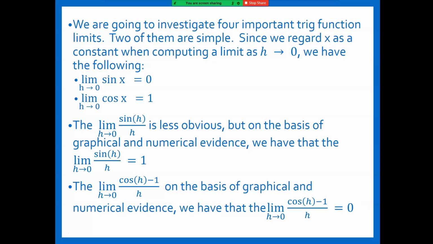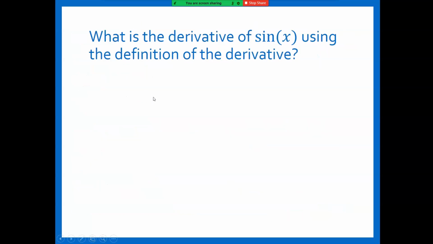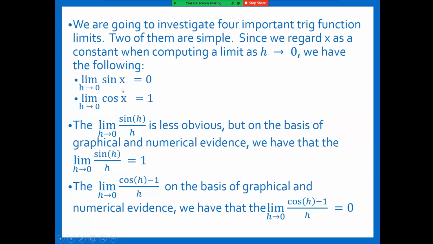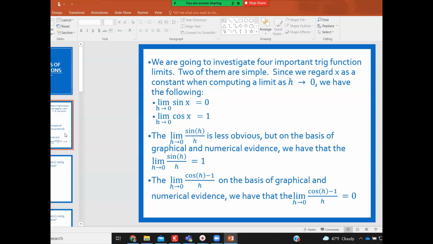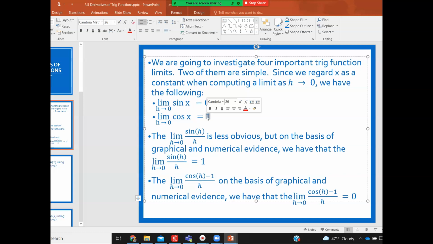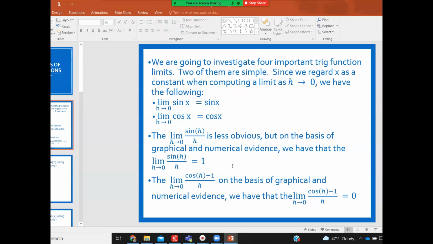So the limit as h approaches zero of sine x, sorry, is zero, as well as the limit as h approaches zero of cosine x. Sorry, those should be cosine x and sine x. I think I was jumping ahead to the down below stuff when I was typing yesterday.